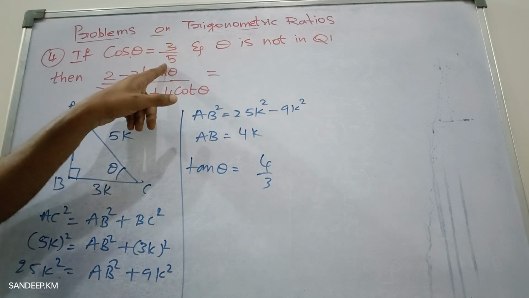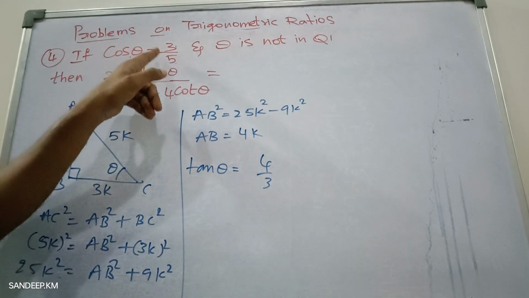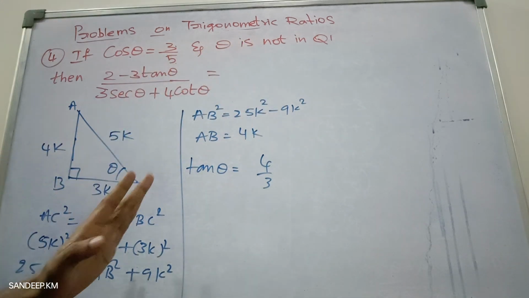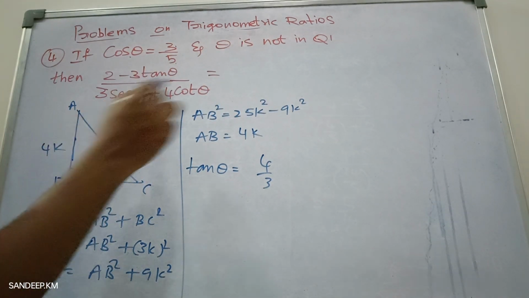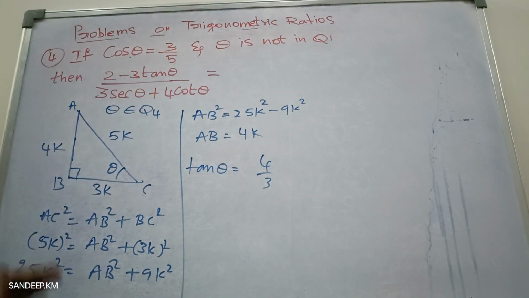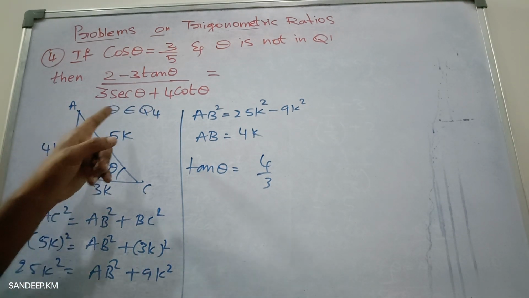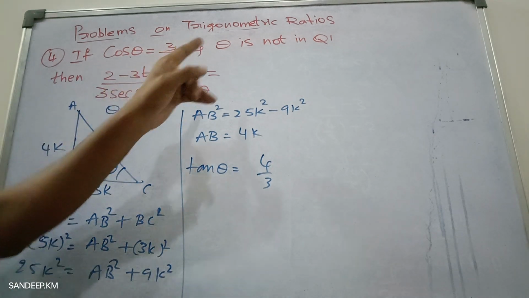Cos theta is positive and theta is not in first quadrant. If cos theta is positive and theta is not in first quadrant, then theta must be in which quadrant? Theta must be in fourth quadrant, because cos theta is positive only in first quadrant and fourth quadrant. So theta is in fourth quadrant, right? Because theta is not in first quadrant.